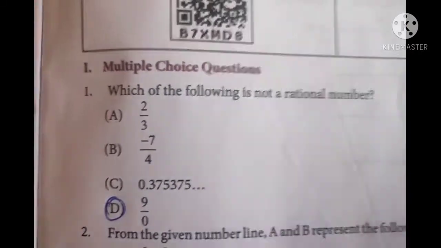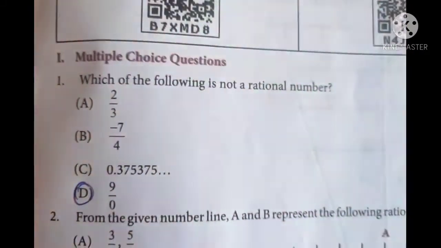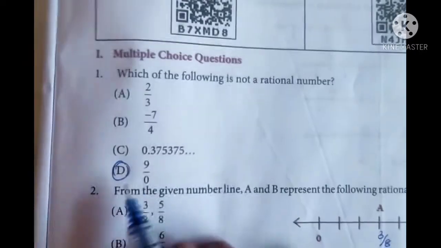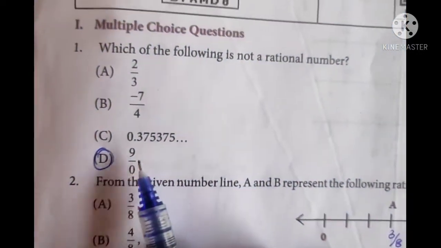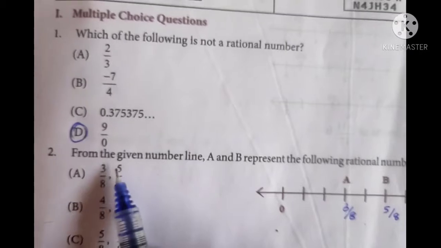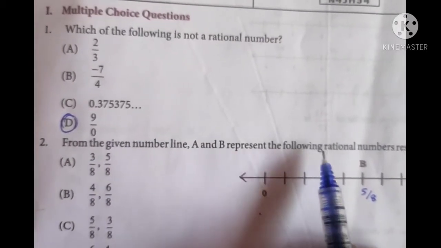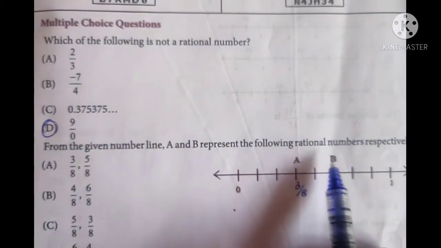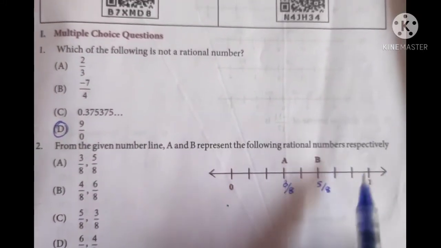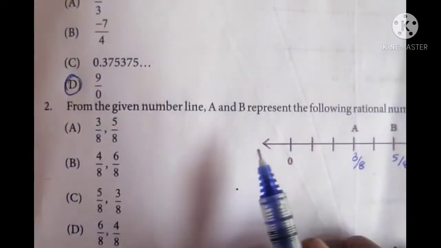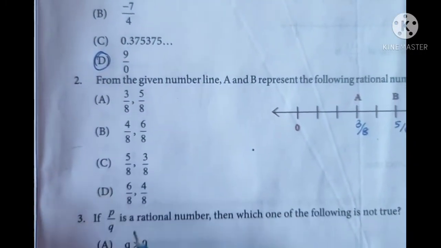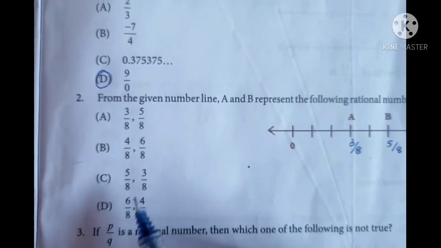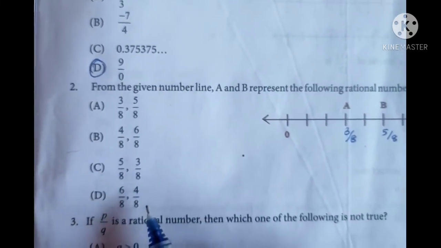Multiple choice question. Which of the following is not a rational number? Answer is D. Rational numbers means p by q, where q is not equal to 0. So that we write 9 by 0. That is the answer. From the given number line, A and B represent the following rational numbers respectively: 3/8, 5/8; 4/8, 6/8; 5/8, 3/8; 6/8, 4/8.